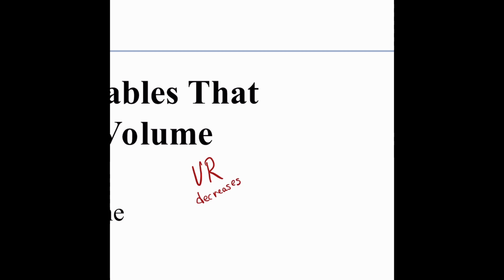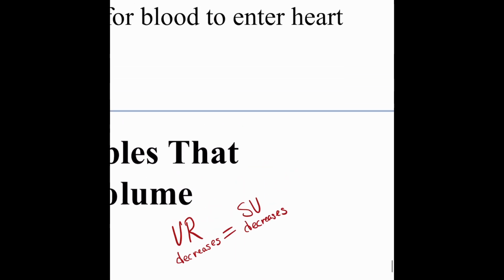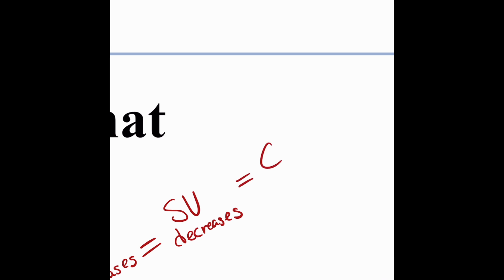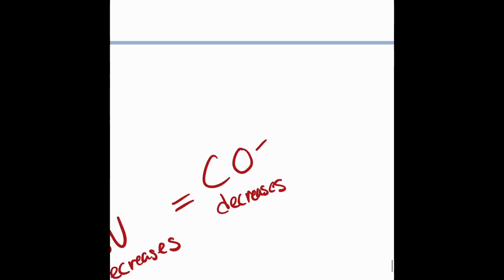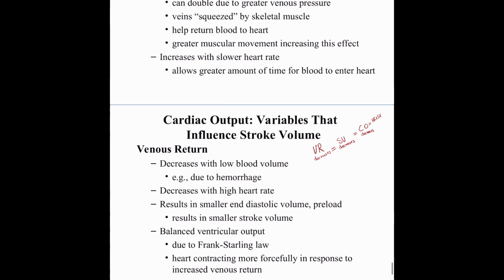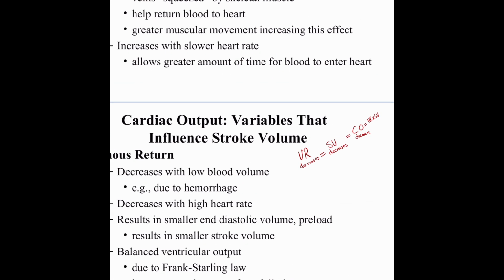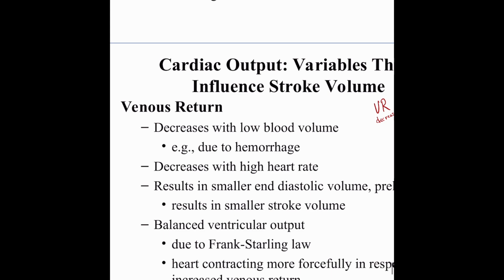Low blood volume. So if you have less blood, you'll have less venous return, making your stroke volume less, making your cardiac output less, right? So if they ask you what's the relationship if you decrease blood volume and how does that affect stroke volume or cardiac output, it will decrease the cardiac output because you're decreasing your blood volume, and that decreases your stroke volume, and your heart rate times your stroke volume equals your cardiac output. Right, so I'll write that out.